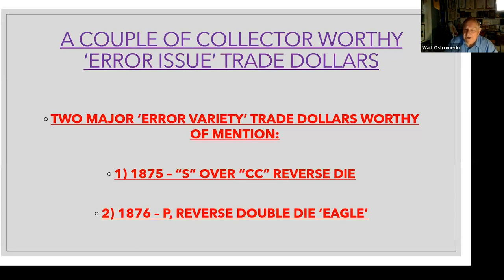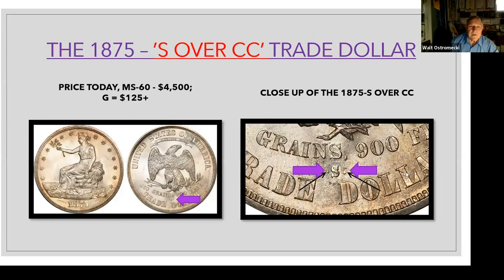Two major varieties, as I mentioned, are worth mention in trade dollars. The first one is the 1875 S over CC on the reverse die. And the second one is an 1876 P reverse double die eagle. So we'll give you a chance to look at these. Again, this is the fun of collecting.